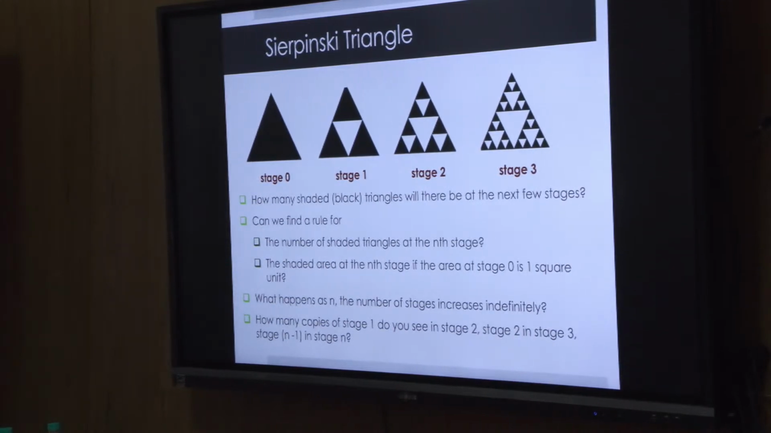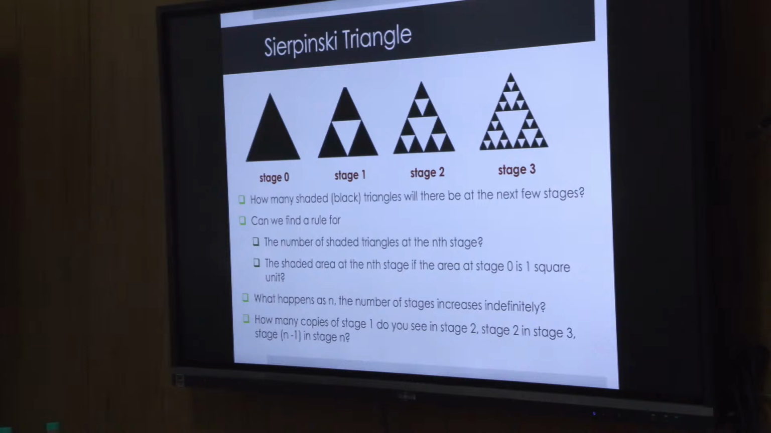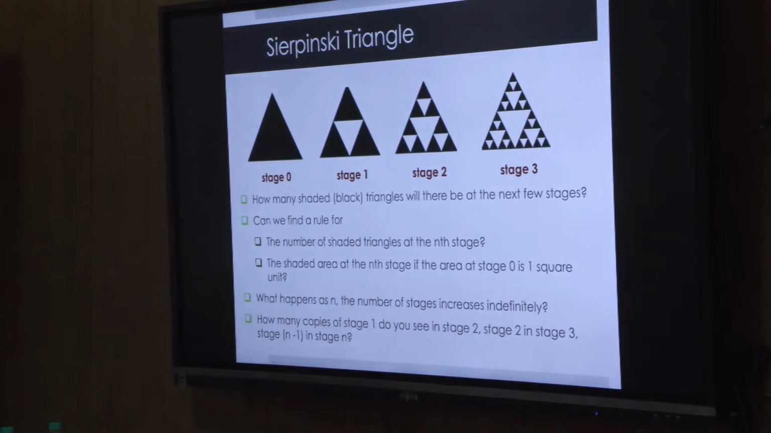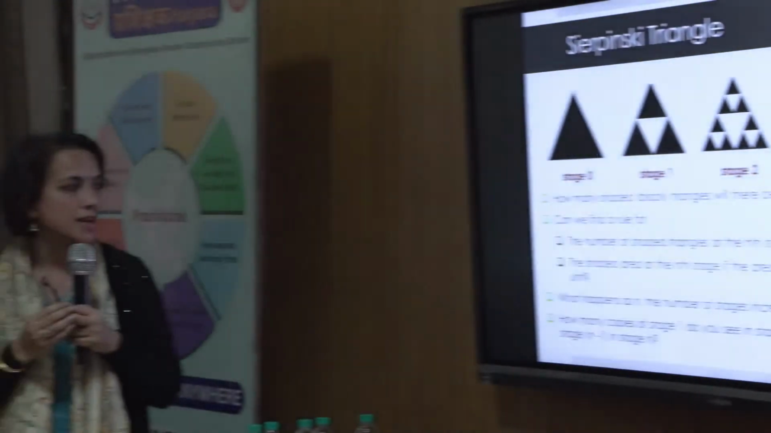So, can we find a rule for the number of shaded triangles? Even middle school students can engage with this pattern. And what will be the shaded area? So, finding the number of triangles at any nth stage and the shaded area, the colored area, or maybe the other part at any given stage.